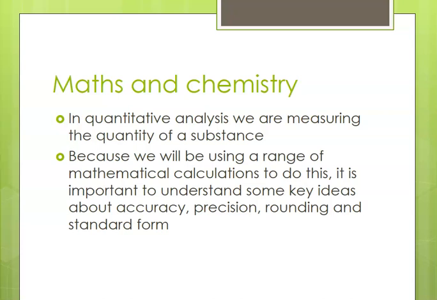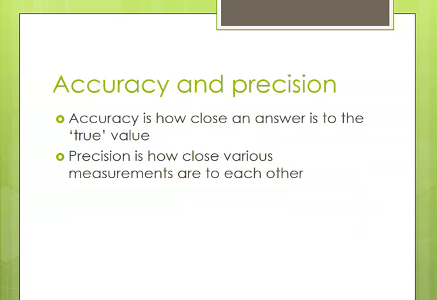Okay, so first off, what are we talking about when we talk about accuracy and precision? Well, accuracy is all about how close your answer is to what the correct answer should be. Okay, and in chemistry, we want accuracy. Nobody's interested in an inaccurate answer. If it's not right, it's not right.